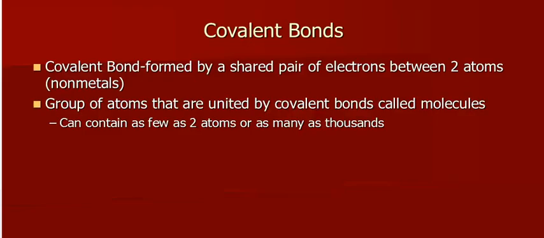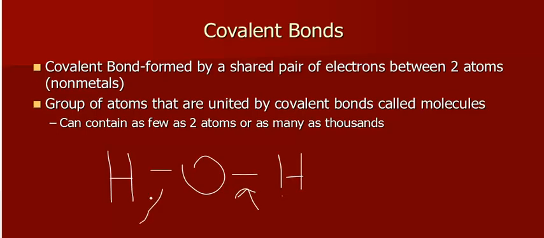So we looked at ionic bonding, which was between a metal and a nonmetal. Now we'll look at covalent bonding. Covalent bonds are formed from a shared pair of electrons between two atoms, and this occurs with nonmetals. So covalent bonds are formed between nonmetals. For example, water, there are two covalent bonds in water right there.